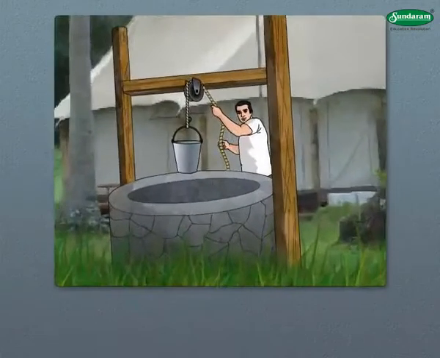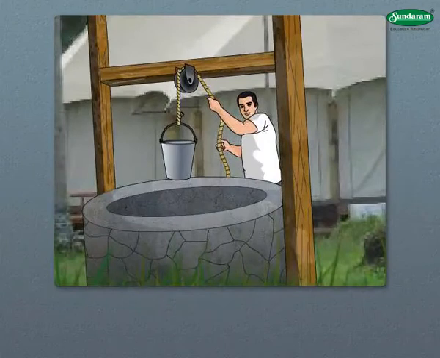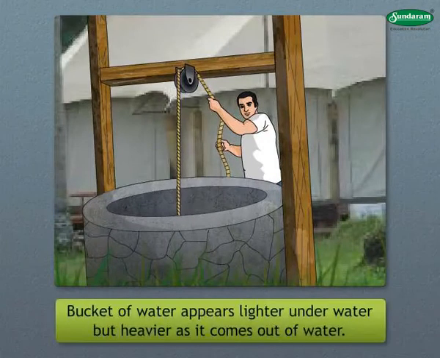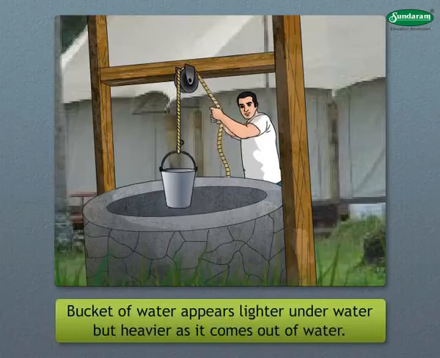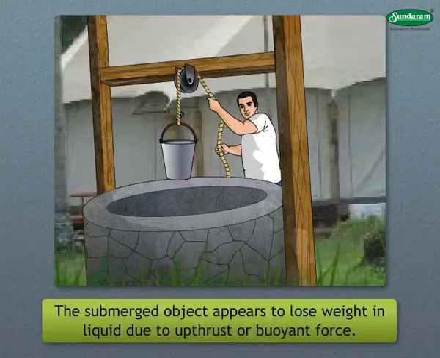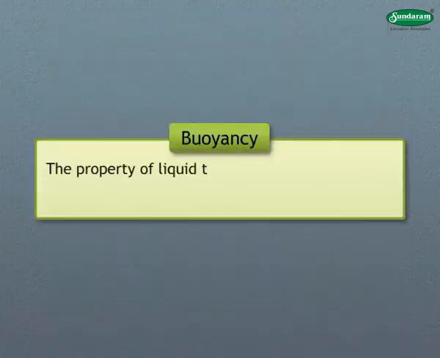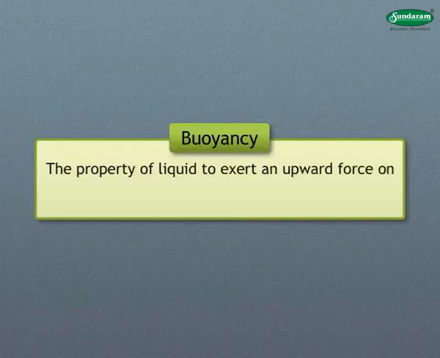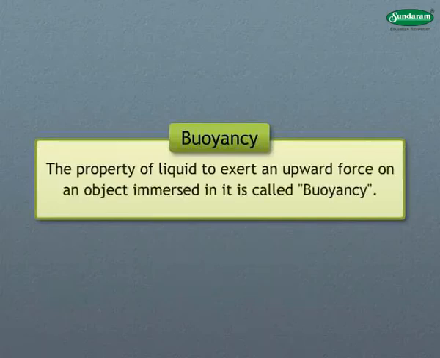When you draw water from a well, you must have noticed that the bucket of water appears lighter underwater but heavier as it comes out of water. The submerged object appears to lose weight in liquid due to upthrust or buoyant force. The property of liquid to exert an upward force on an object immersed in it is called buoyancy.